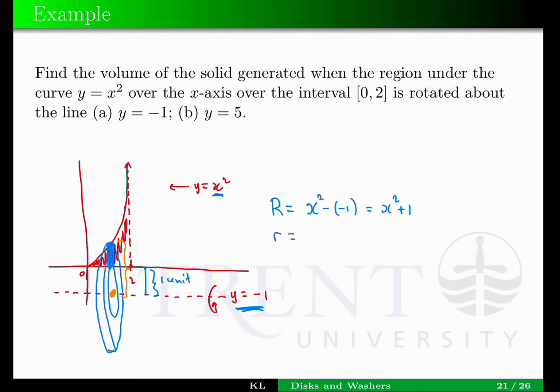The smaller radius is from your x-axis going to the axis of revolution. And again, that's just 1 unit. So the smaller radius is simply 1, which means the volume will be the integral from 0 to 2 of pi times the bigger radius squared, x squared plus 1 squared, minus the smaller radius squared, so 1 squared, dx.